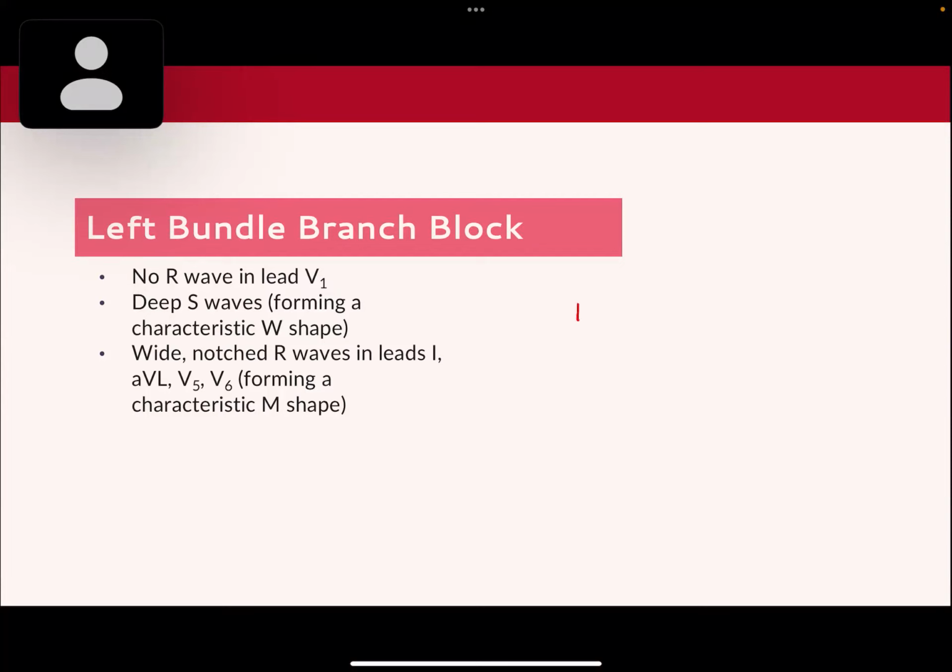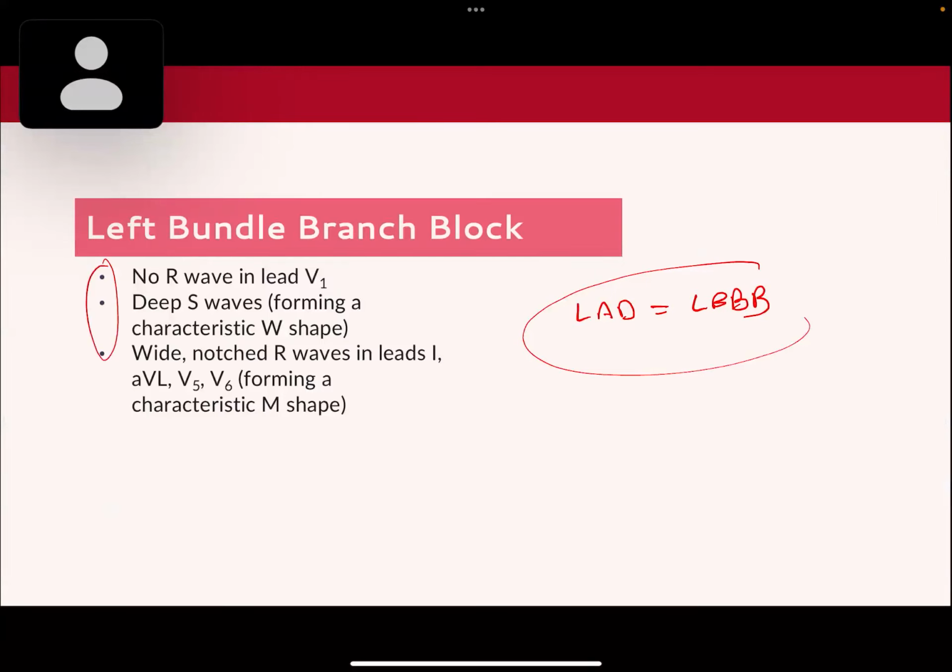So if there's a left axis deviation, this means that there's a left bundle branch block. If you combine this with those things, look at that. So they're saying if there's no R wave in V1, combined with deep S waves and a wide notched R wave, let's look at this.